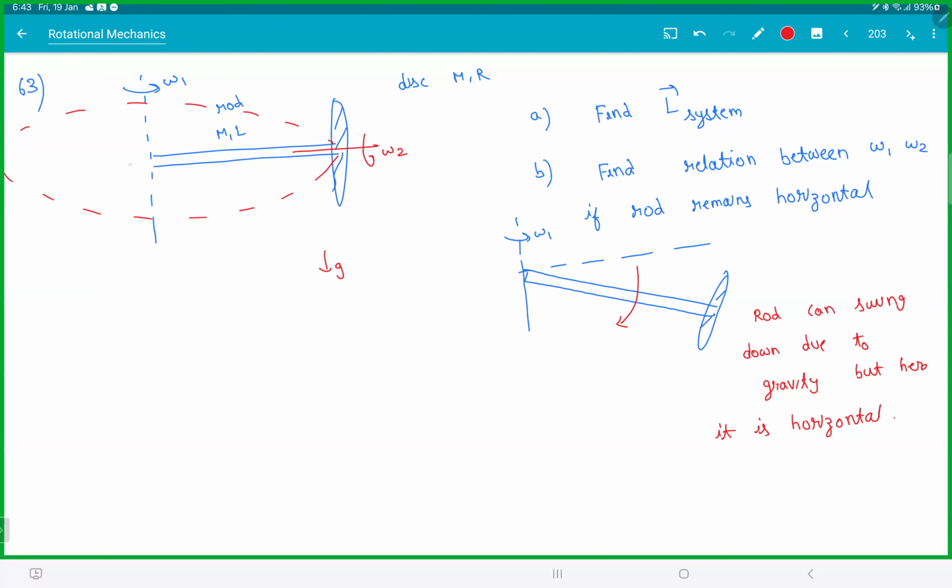Remember, there'll be two angular momentums. One is rotation, one is revolution. So about the axis of rotation only, right? The system, meaning about this main axis.